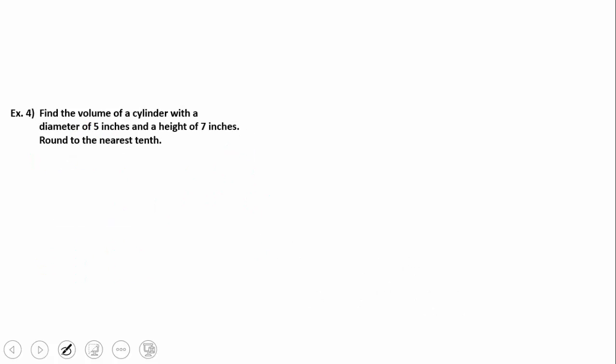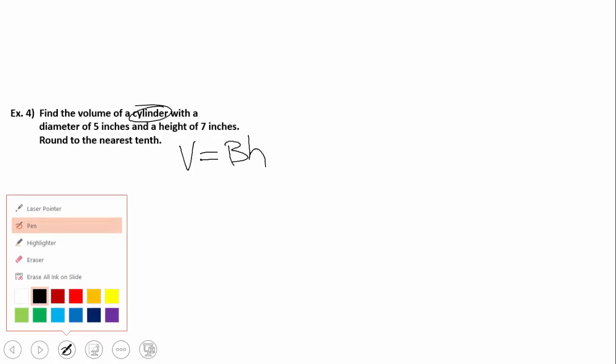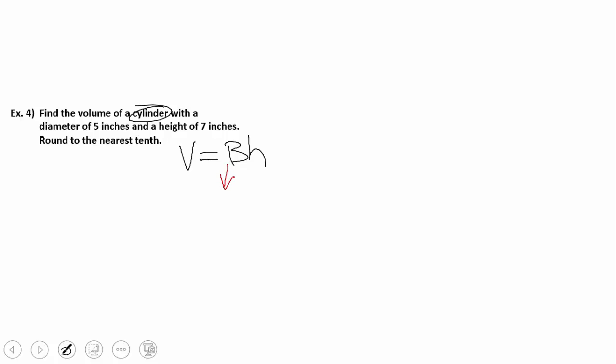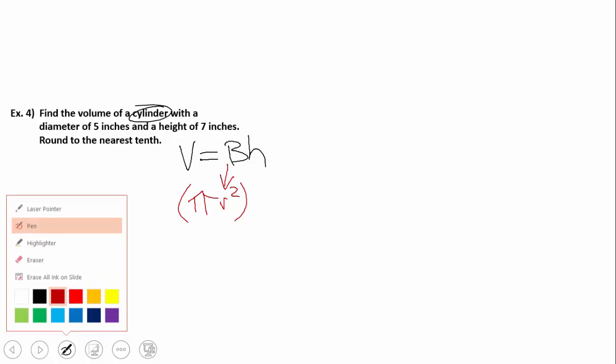Let's do one more example before we go on to our first quick write of the night. Find the volume of a cylinder with a diameter of 5 inches and a height of 7 inches, round to the nearest tenth. Now, ladies and gentlemen, you understand that volume is equal to area of the base times the height. It tells you it's a cylinder, which means the area of the base is a circle, pi times the radius squared, multiplied by the height.